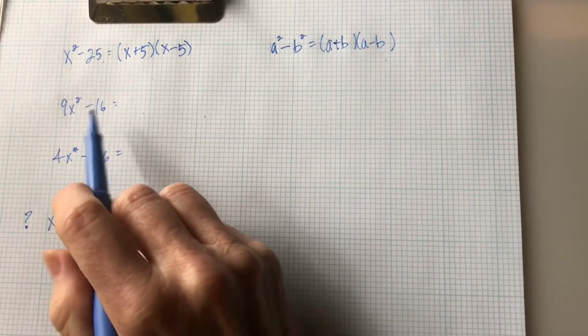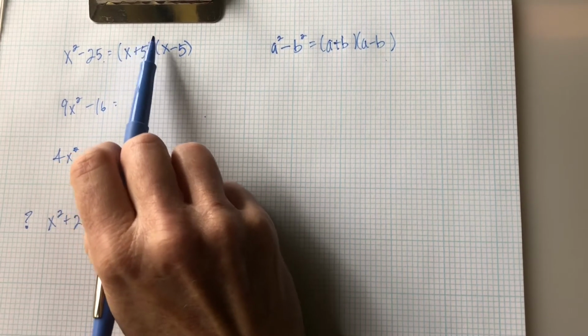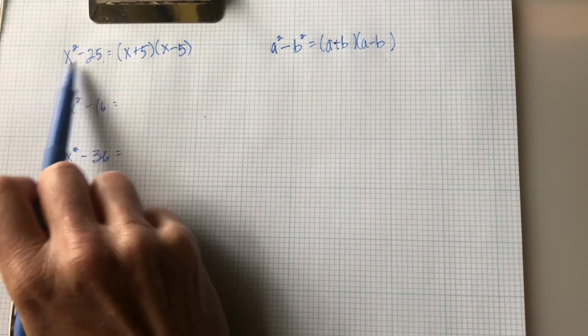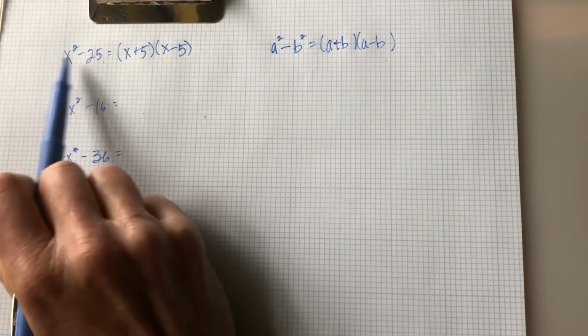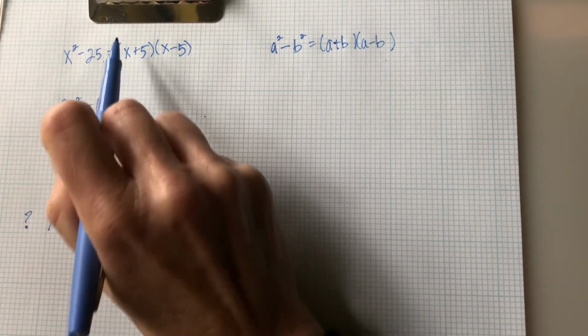Now, if you want to convince yourself that that's true, you can just use the FOIL method for multiplying binomials to multiply that out and see if you end up right back over here. So I invite you to pause the video and give that a try. Okay, so did you end up back here? Let me just FOIL that out right now.